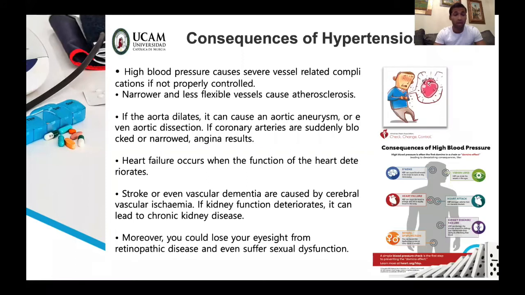Okay, so we see the consequences in a more expanded way. High blood pressure causes several vessel related complications if not properly controlled. If we don't take proper precautions, we might face a lot of vessel related complications, in our hearts and the blood vessels. It even narrows the vessels and lessens their flexibility, and causes atherosclerosis. I'll be explaining more on this specific term in my slides later.